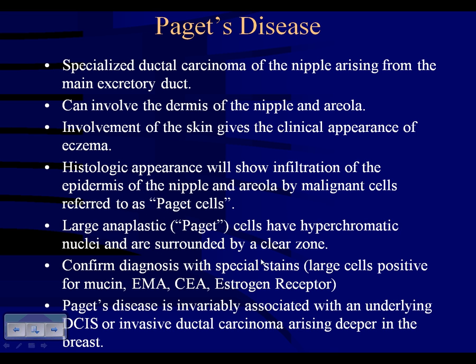And when we see that, then they go searching through the rest of the breast, doing mammography, other studies, MRI, looking for the cancer, because there almost invariably is one. We confirm the diagnosis with special stains because these large cells are positive for mucin, EMA, CEA, and estrogen receptors, unlike other malignant cells that can occur in the epidermis, to include melanoma, which would be positive for what? Part 1, S100, HMB, right. So when we do these stains, we always do those to make sure it's not melanoma, because it can look kind of similar.